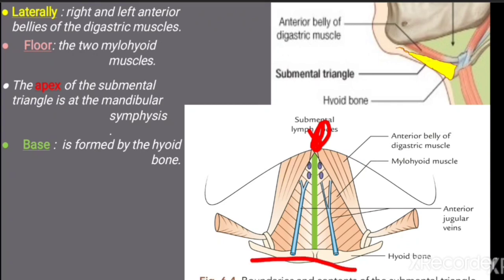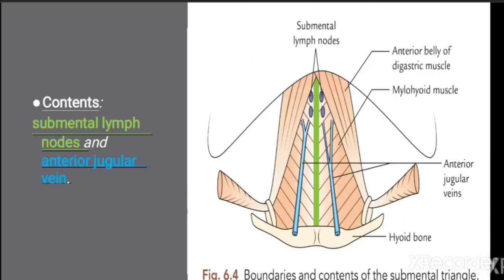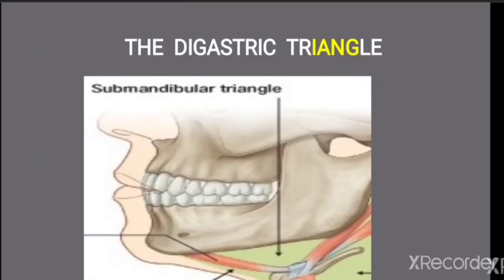So this is the base, which is formed by the hyoid bone, and then the floor is formed by the mylohyoid muscles, as we can see in the diagram. So this is the mylohyoid muscle, which is forming the floor of the submental triangle. Then we come to the contents of the submental triangle. These are the submental group of lymph nodes and the anterior jugular vein. These are the only 2 contents found in this submental triangle.